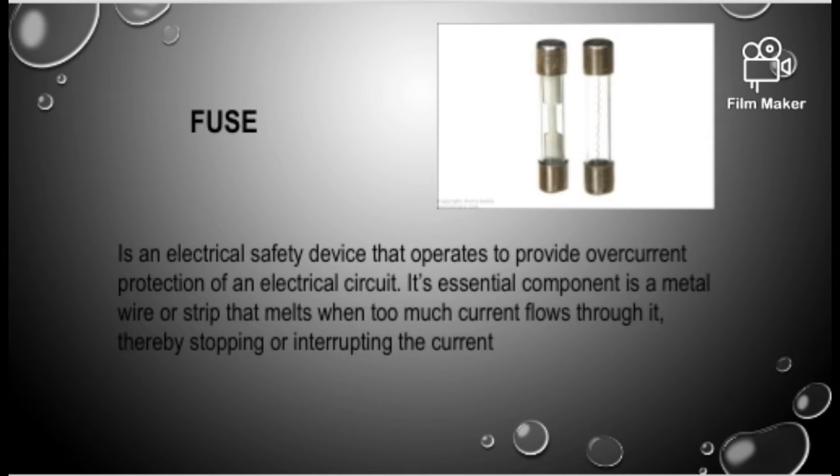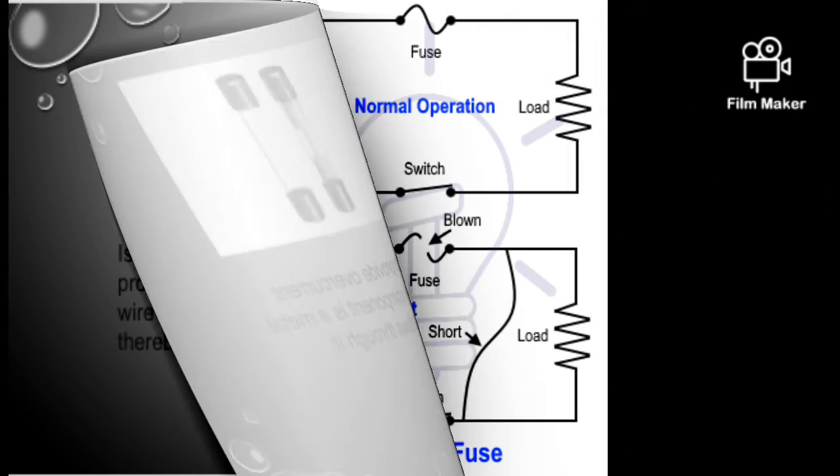Fuse is an electrical safety device that operates to provide overcurrent protection of an electrical circuit. Its essential component is a metal wire or strip that melts when too much current flows through it, thereby stopping or interrupting the current. Short circuits, overloading, mismatched loads, or device failure are some of the reasons for fuse operation. When a damaged live wire makes contact with a metal case that is connected to the ground, a short circuit will form and the fuse will blow.